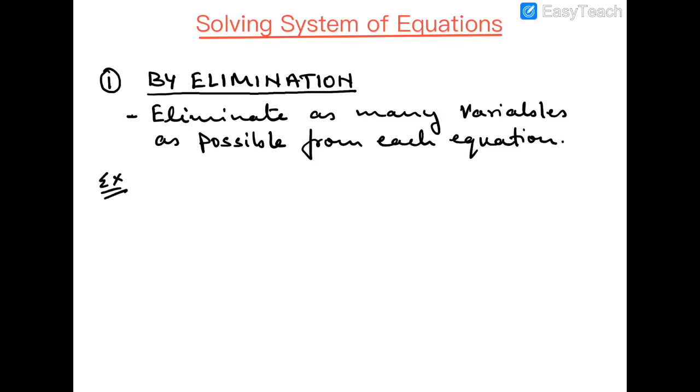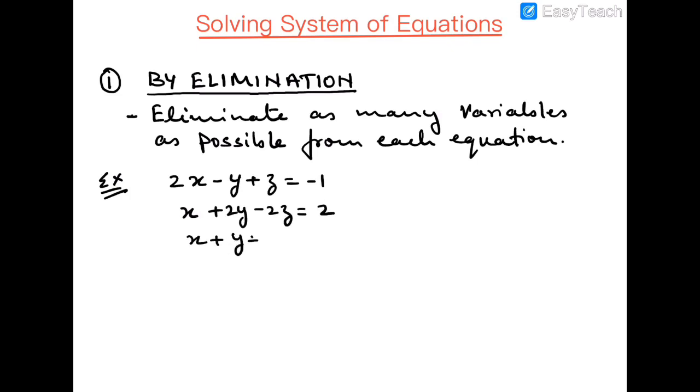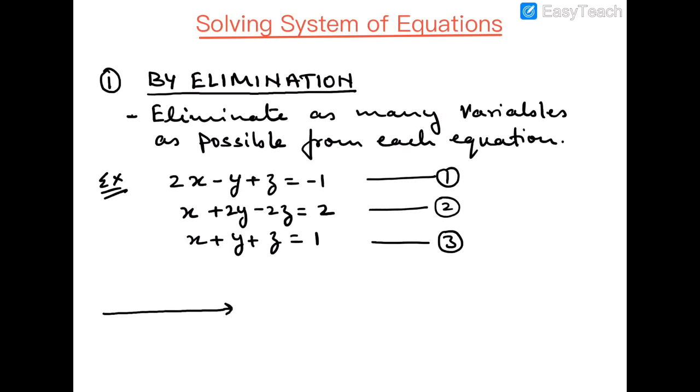So 2x minus y plus z is equal to minus 1, and x plus 2y minus 2z is equal to 2, and x plus y plus z is equal to 1 be three linear equations, and they are equation number 1, 2 and 3. Now let's try to make as many zeros as possible. So let's replace equation 2 as 2 times equation 1 plus equation 2. So equation 1 and 3 will remain the same.